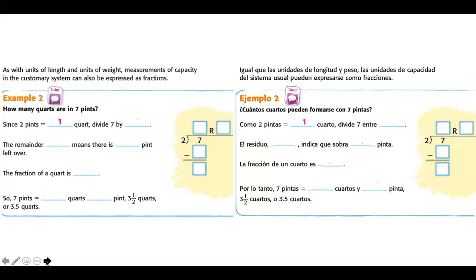So, since 2 pints are equivalent to 1 quart, we're going to divide 7 pints by 2.